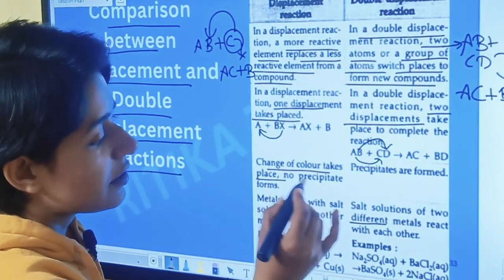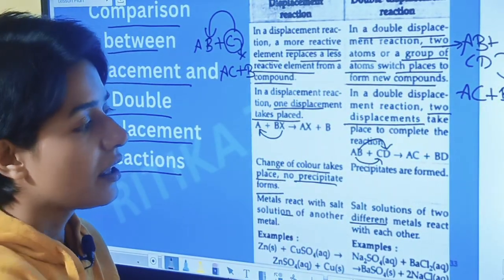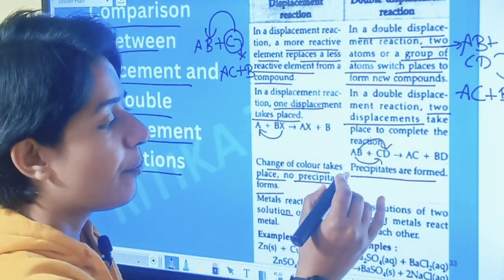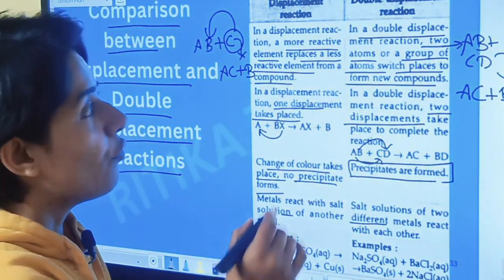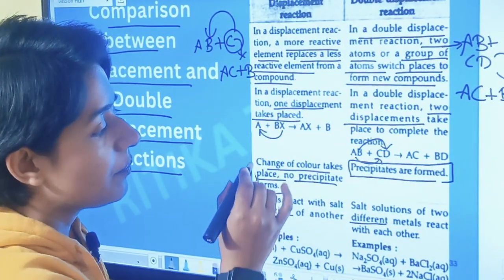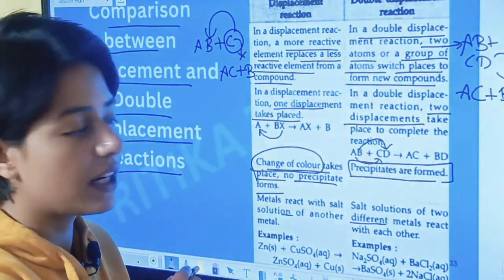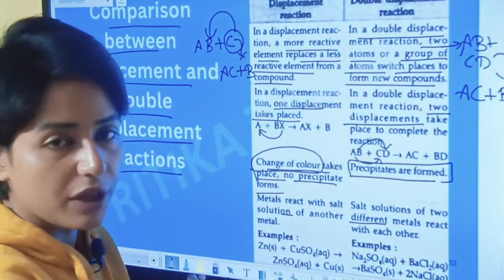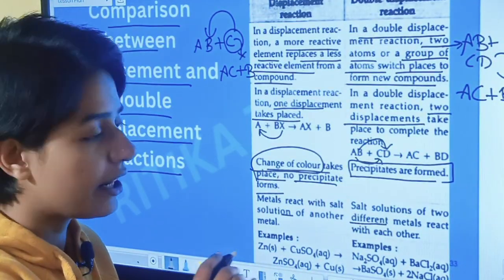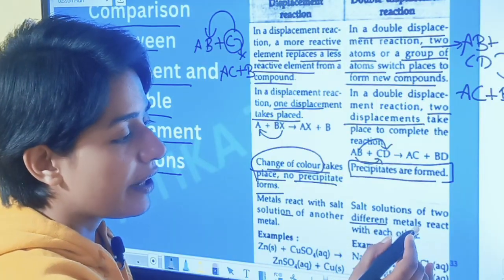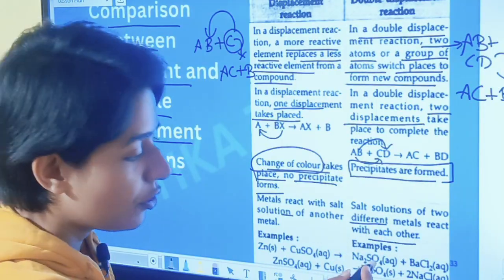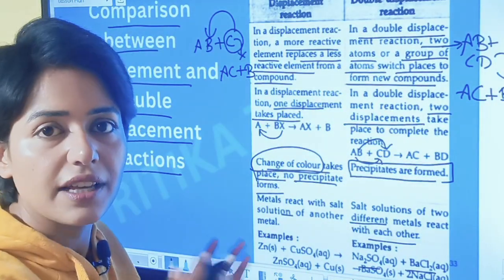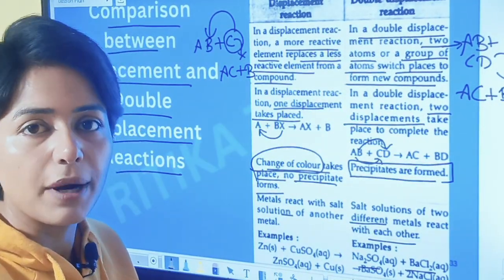Change of color takes place, no precipitate formation; precipitate formed. So in double displacement reactions, formation of a precipitate occurs, whereas in single displacement reactions only a change of color takes place. In a single displacement reaction, metals react with the salt solution of another metal and displace one another. In a double displacement reaction, salt solutions of two different metals react with each other and exchange their ions to form two new compounds.